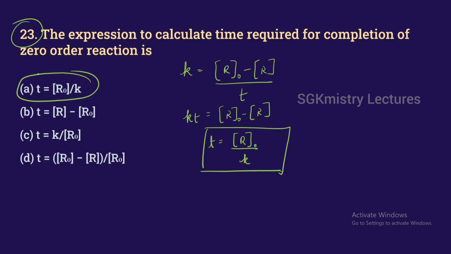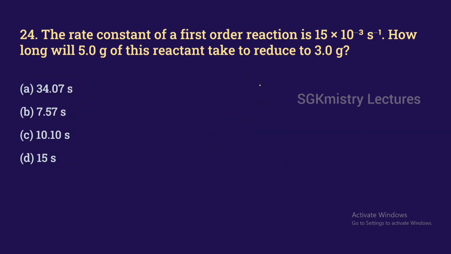The expression to calculate time required for completion. Since it is completed, we are ignoring the concentration of R because there is no R left at that particular time, since we are talking about completion. So T is equal to R naught by K. So the correct answer is option A.